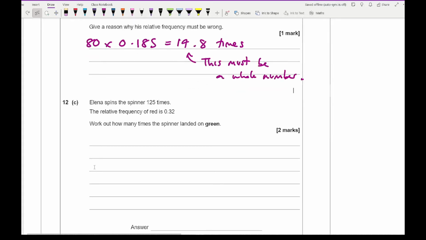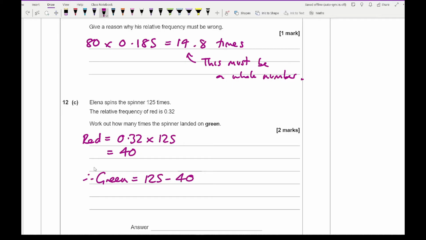It then says Elena spins the spinner 125 times. The relative frequency of red is 0.32. Work out how many times the spinner landed on green. So if we first of all work out red, that's going to be 0.32 multiplied by 125. Type that into my calculator, and it gives me an answer of 40. So therefore, green is going to be 125 minus 40, which gives me an answer of 85.